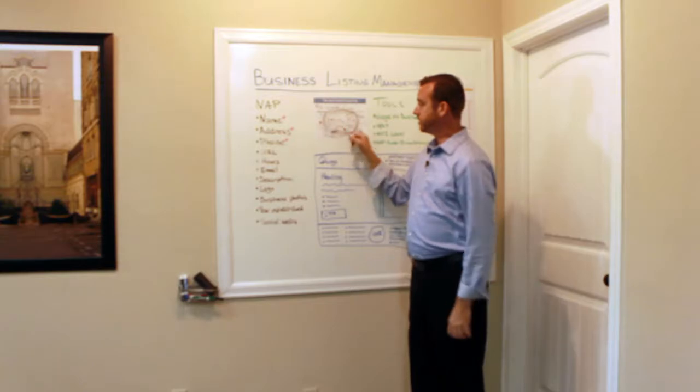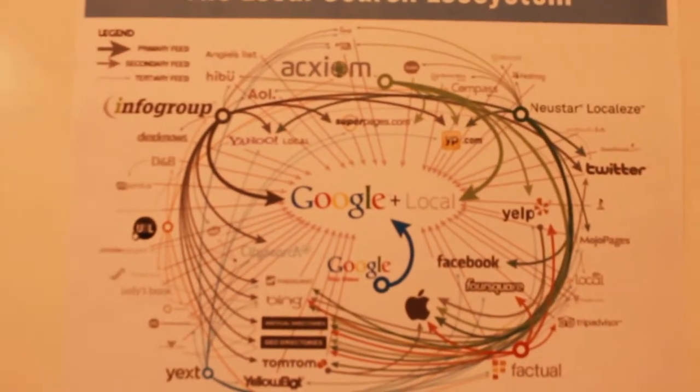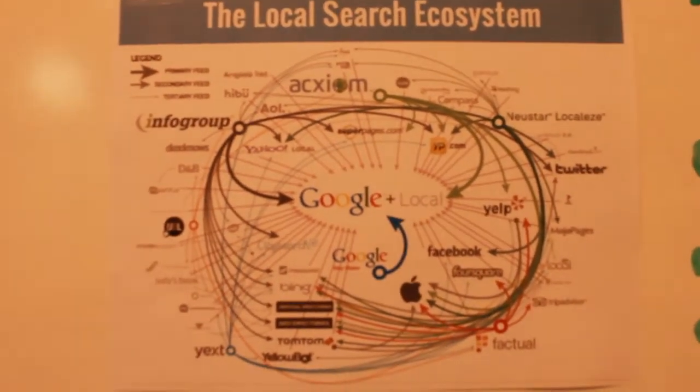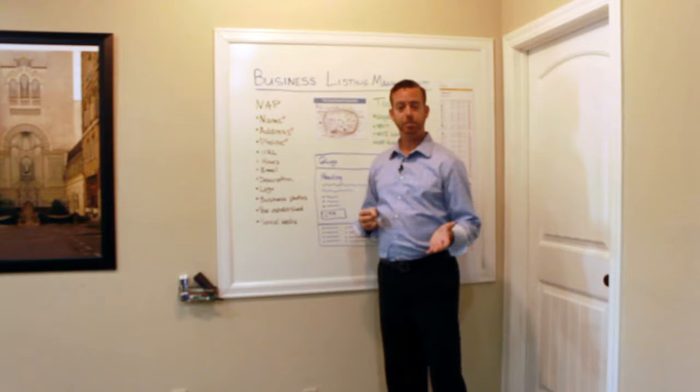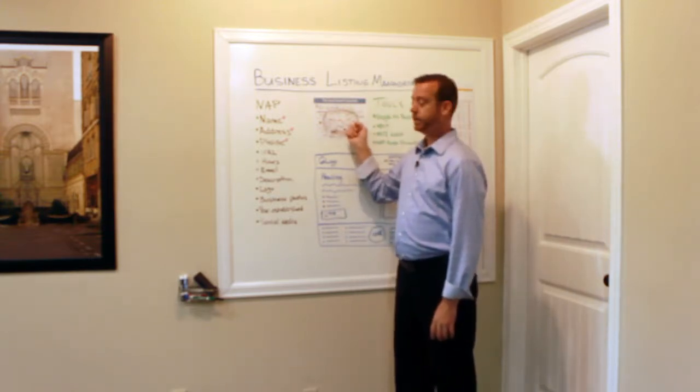So some of these directories you've never even heard of, whether it's Dex Knows or Brown Book, Mojo Pages, you've never even heard of them. You'll probably never in your life go to them to look up business information. But Google's looking at them, so it's important.